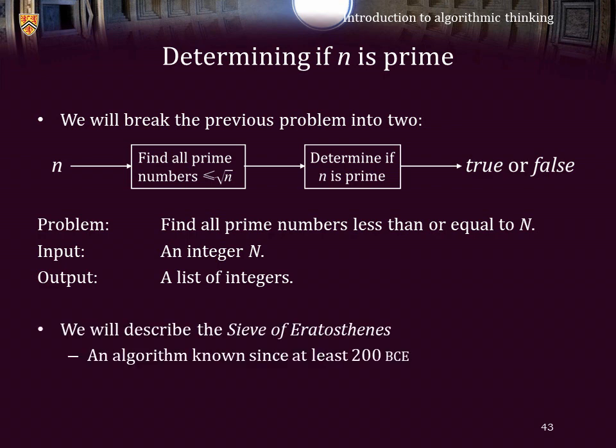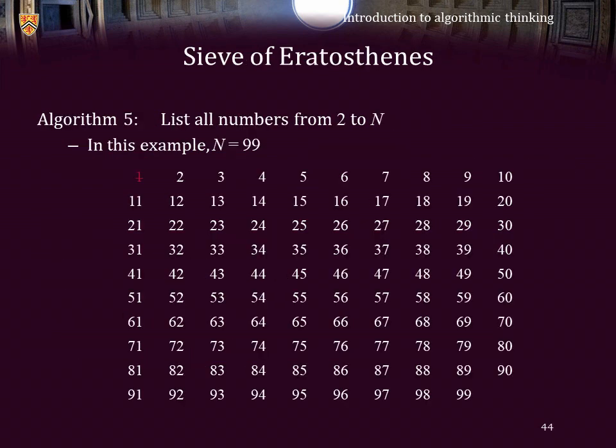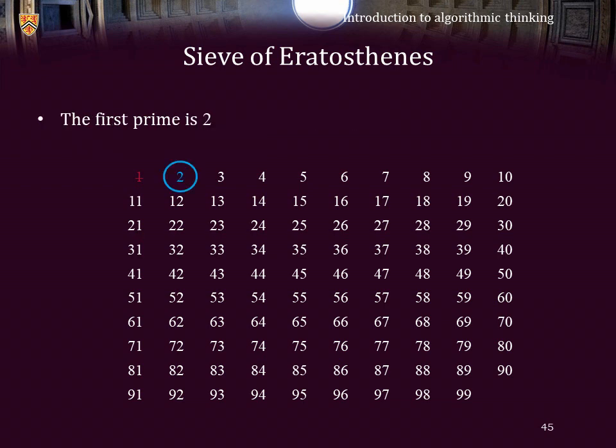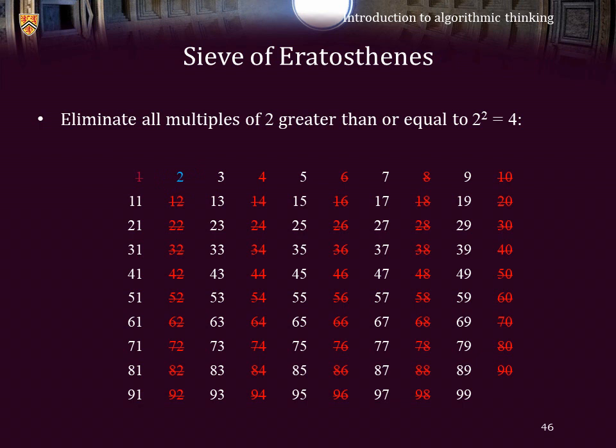We are going to describe the sieve of Eratosthenes. This is an algorithm that has been known since at least 200 before the Common Era. We're just going to see how this algorithm works, but it's reasonably straightforward. List all the numbers from 2 until n. In this case, n is equal to 99. The first prime number is 2. We will then eliminate all multiples of 2 greater than or equal to 2 squared, which is 4.